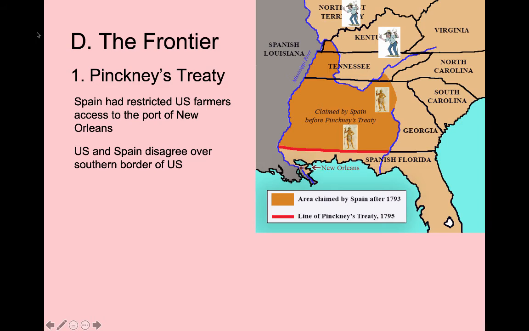All right, and so that takes care of kind of the foreign policy of George Washington vis-a-vis, or dealing with, Europe and this whole revolution going on in Europe. So now let's talk about Washington and the frontier.